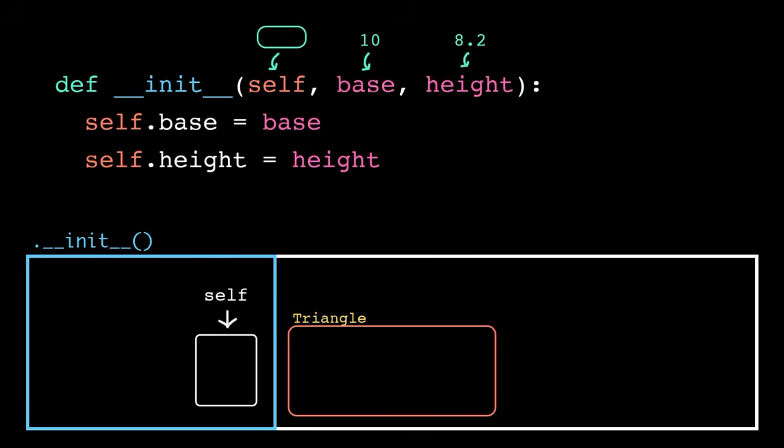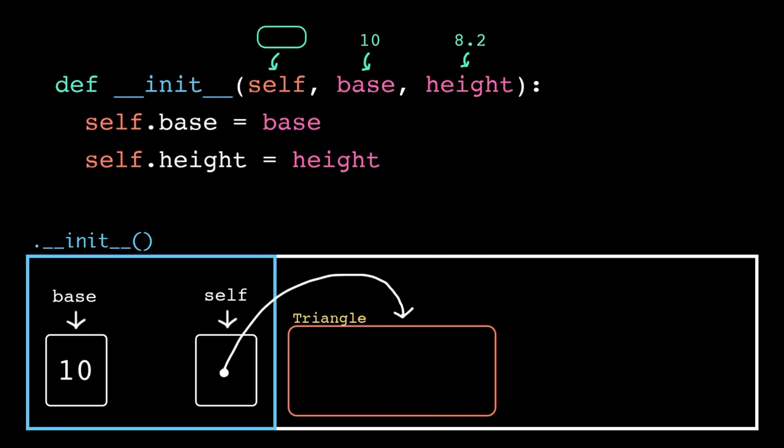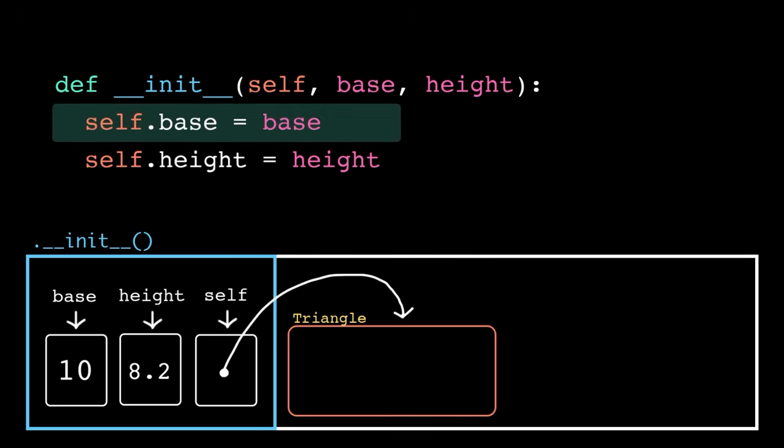But if you recall, Python passes arguments by assignment, which means it doesn't make a copy of this object, it just has self point to that original object in memory. And then we pass in 10 for base and 8.2 for height. Our first line is a simple assignment statement. The right-hand side just grabs the value out of our parameter base, which is 10. The left-hand side says to go to our parameter self, which is an object, and assign its base attribute.